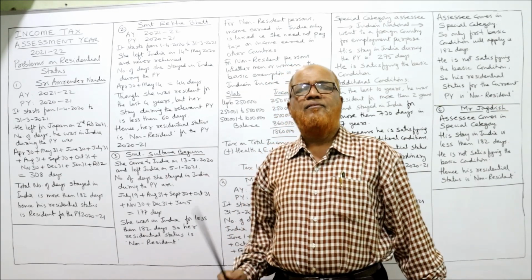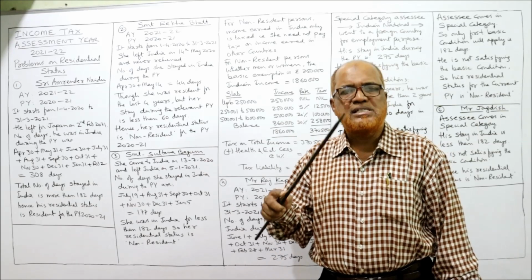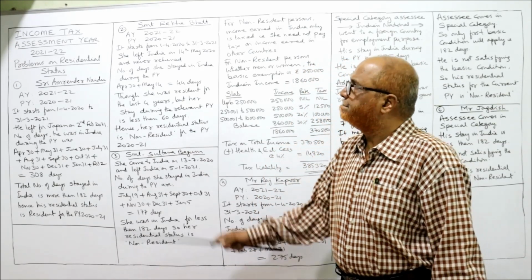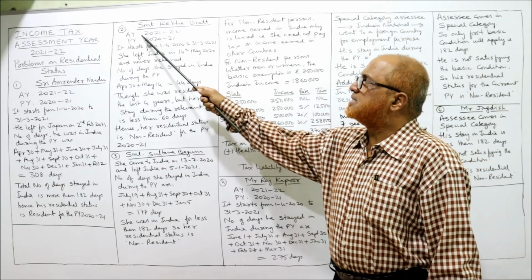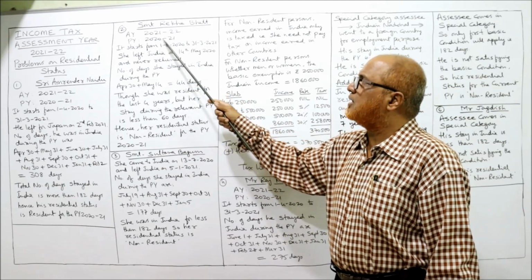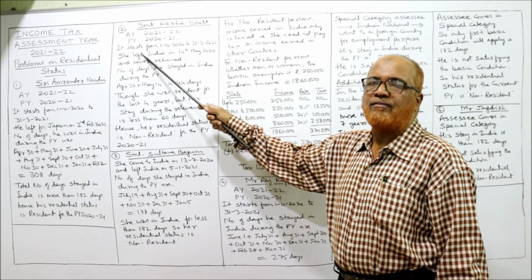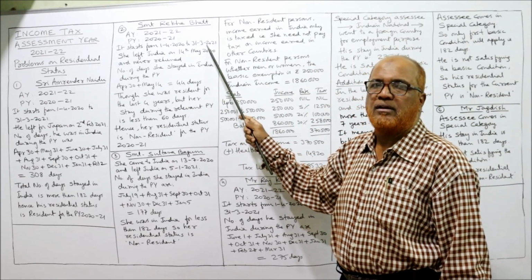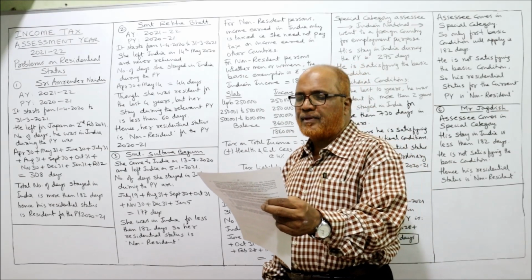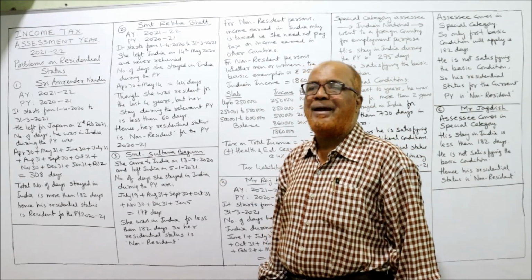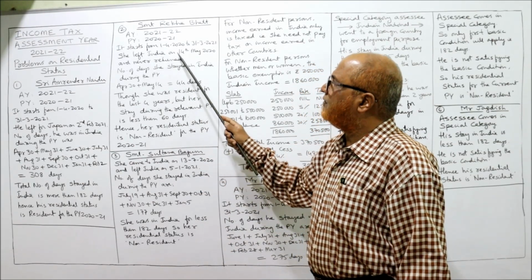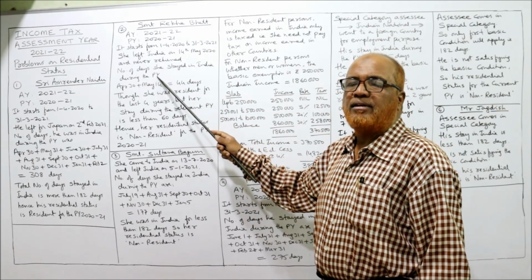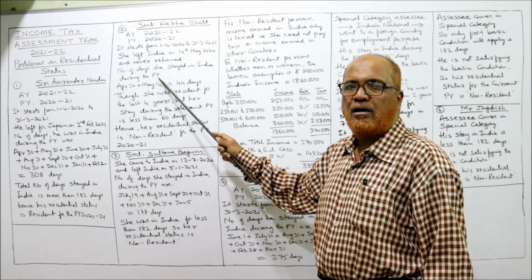Very easily. We have to calculate how many days she stayed in India during the current previous year. Rekha Bhatt. Assessment year 21-22, previous year 2021, starting from 1st April 2020 and ending on 31st March 2021. She left for Australia on 14th May 2020 and never returned. So we calculate the number of days she stayed in India.